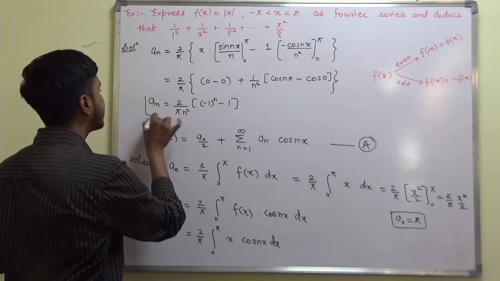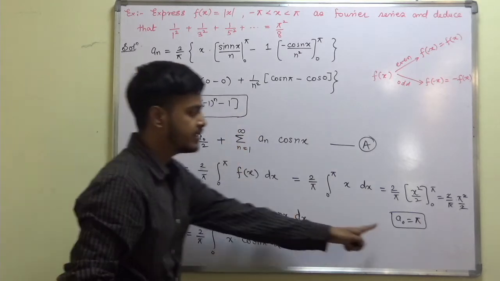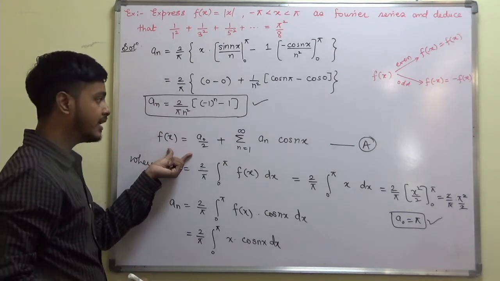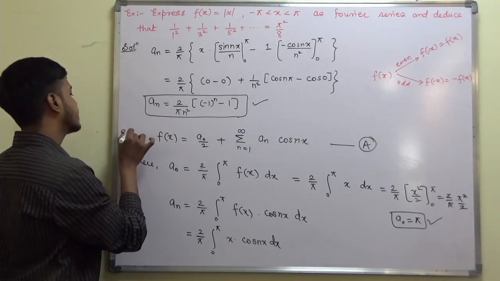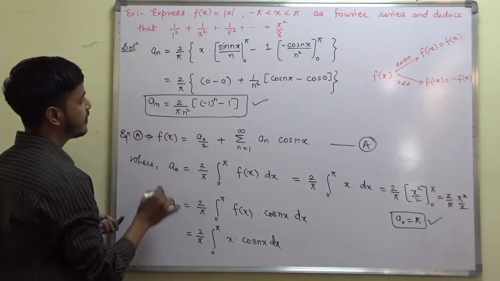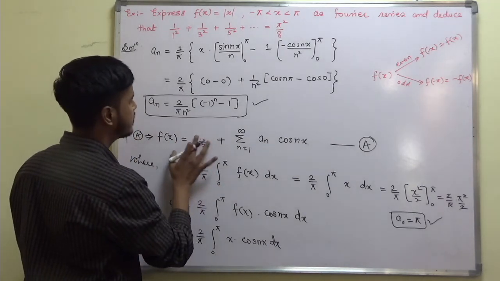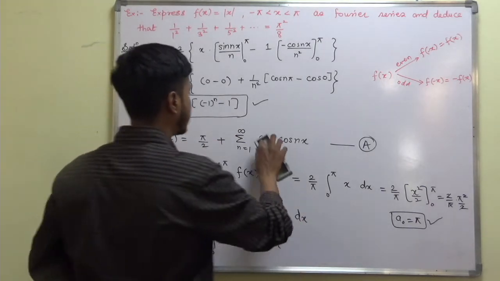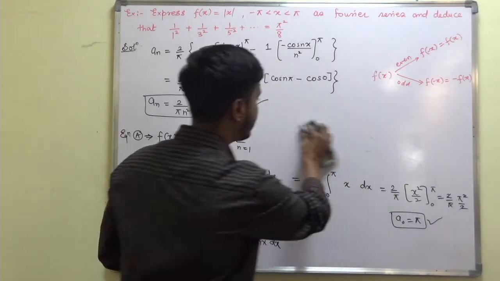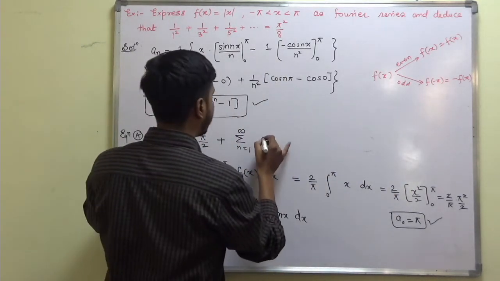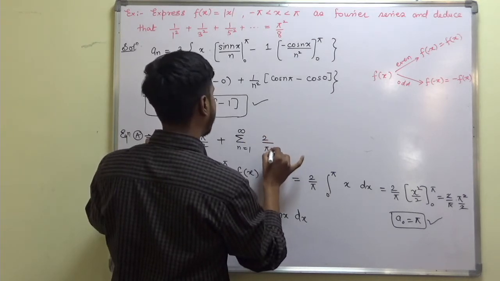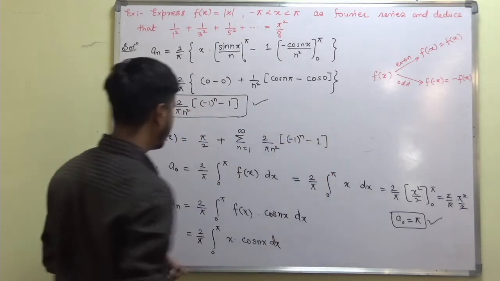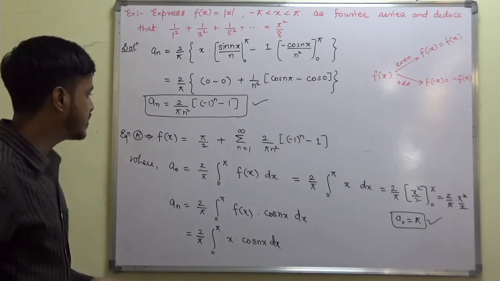So after getting this a0 and this an, you just put these values in equation number a. So you can write equation a implies f of x is equal to a0, what is a0? Pi, so this is pi by 2. What is an? Just we have found out. An is this, 2 by pi n square into minus 1 to the power n minus 1. Simple. Okay, now what you need to do?